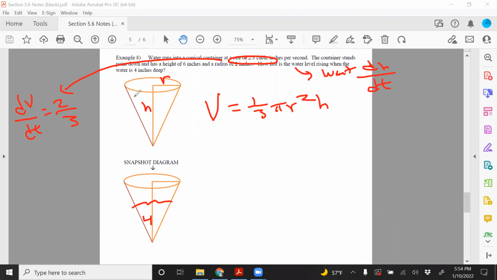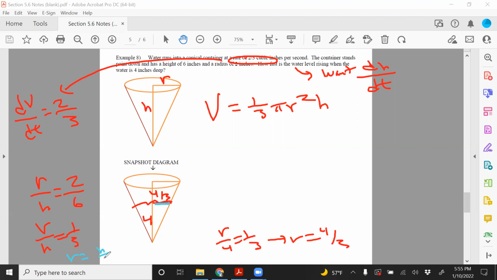So if you think about r and h, they are going to be proportional. The 2 and 6 is still relevant. That tells me r to h is a 1:3 ratio. So if my height is 4, then my radius is 4/3. So that's my snapshot. My radius will be 4/3. Probably should use blue for water anyway. So if r over h is 1/3, then r equals h over 3. So that's how I'm going to substitute it.